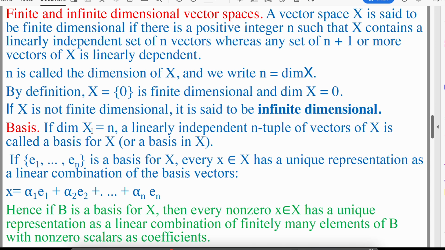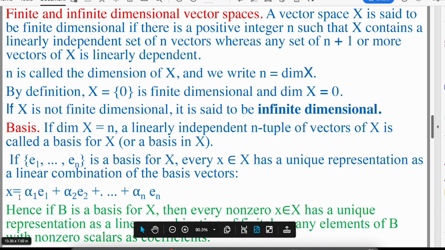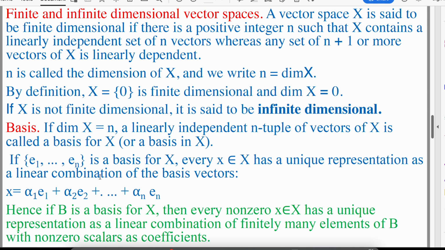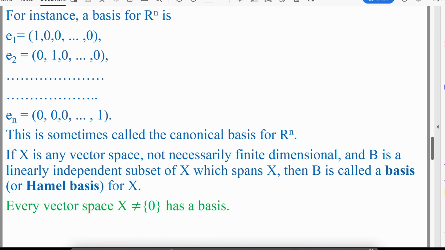Now, basis. If dimension of X is equal to n, a linearly independent n-tuple of vectors of X is called the basis for X, or we also say a basis in X. If E1, E2 up to En is a basis for X, then every x belonging to X has a unique representation as a linear combination of the basis vectors. Like we can write x equal to alpha 1 E1 plus alpha 2 E2 plus up to alpha n En. Hence, if B is a basis for X, then every non-zero x belonging to X has a unique representation as a linear combination of finitely many elements of B with non-zero scalars as coefficients.